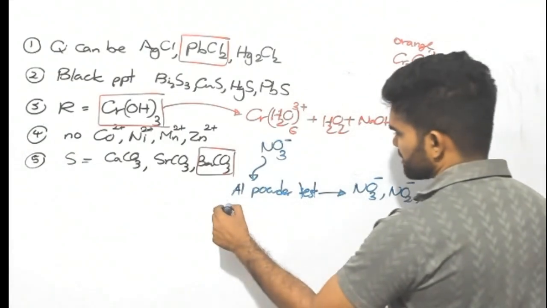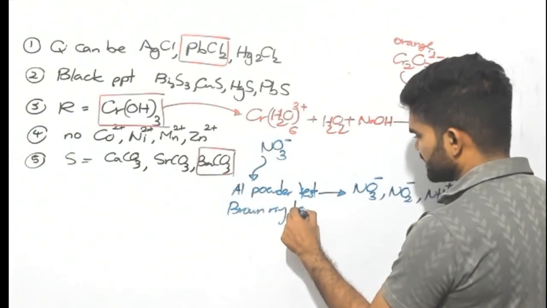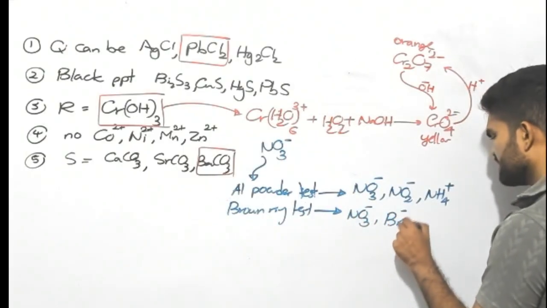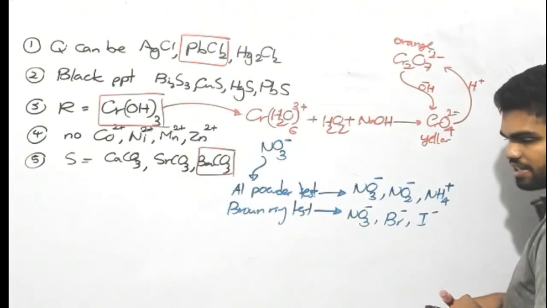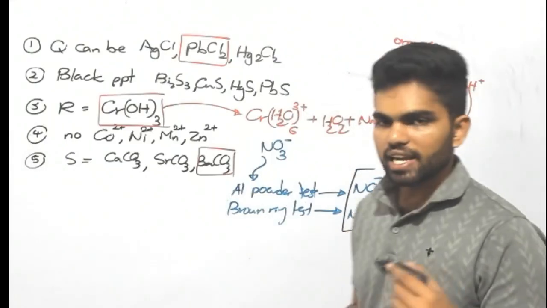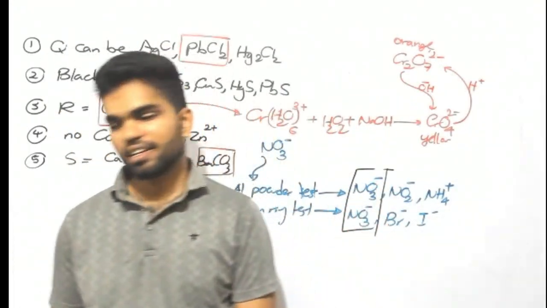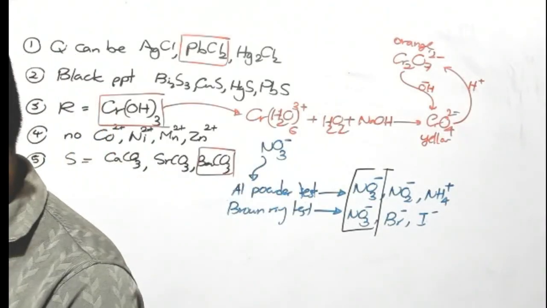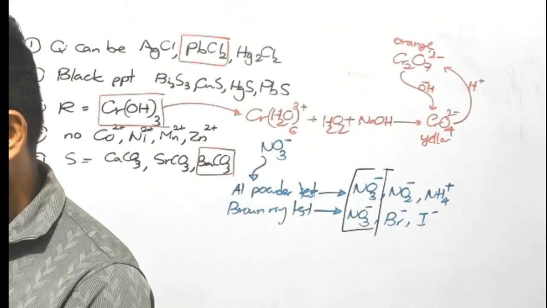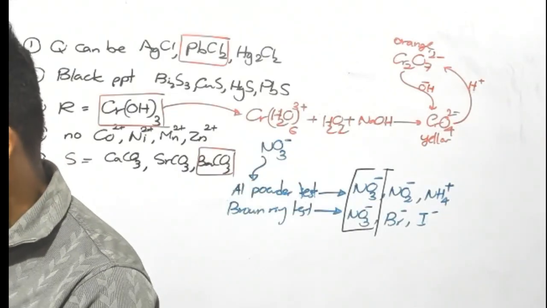And then the brown ring test. The brown ring test is answered by nitrate, Br minus, and I minus. Now that's the importance of doing two tests together. If that anion gives positive observations for both tests, that means it must be nitrate. Okay, so that's how you identify cations and anions. Then in the last question they're asking you for a reaction for the 10th experiment.